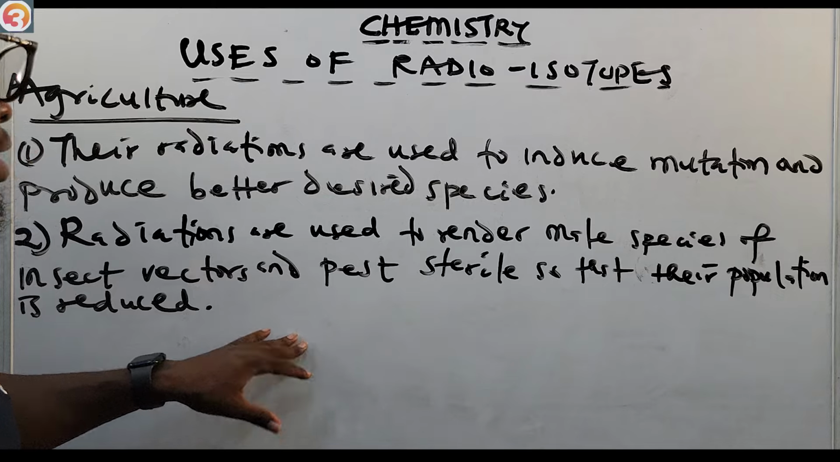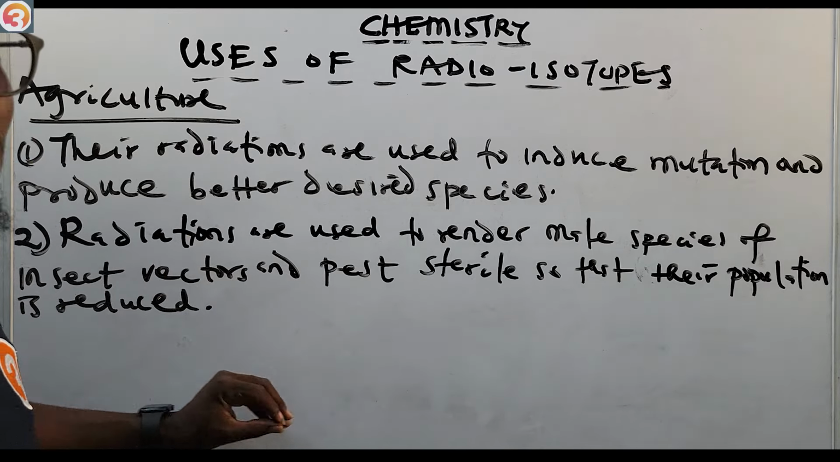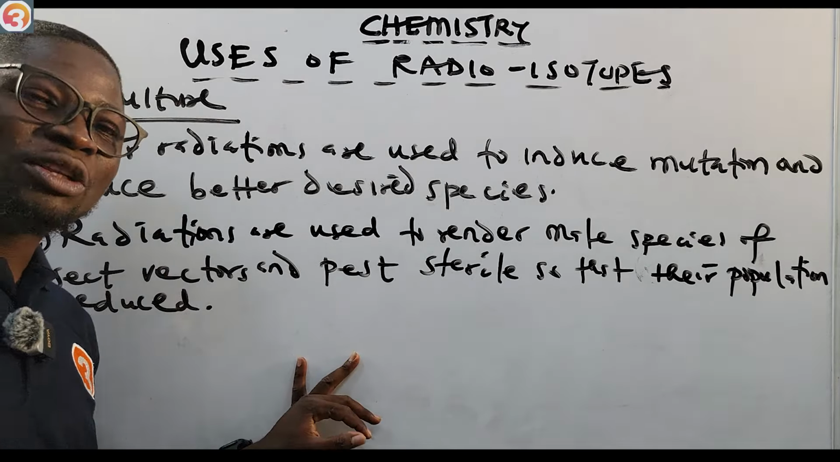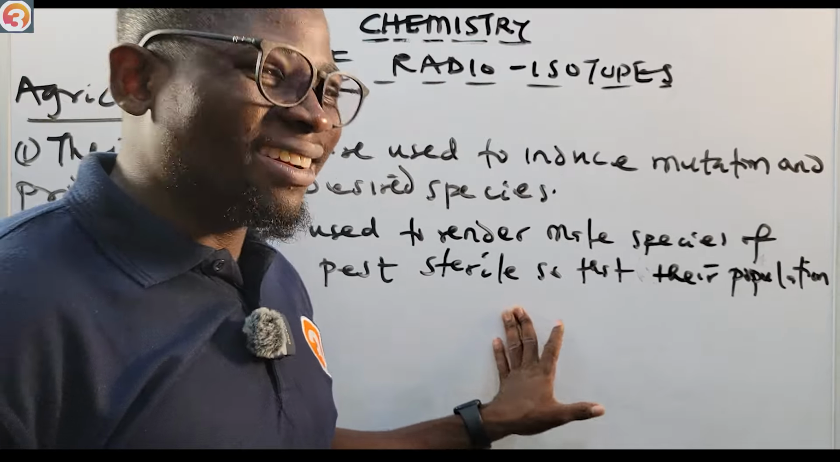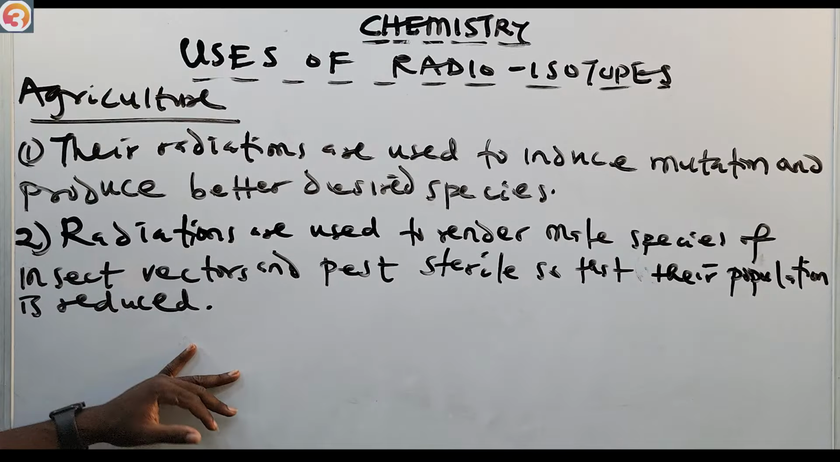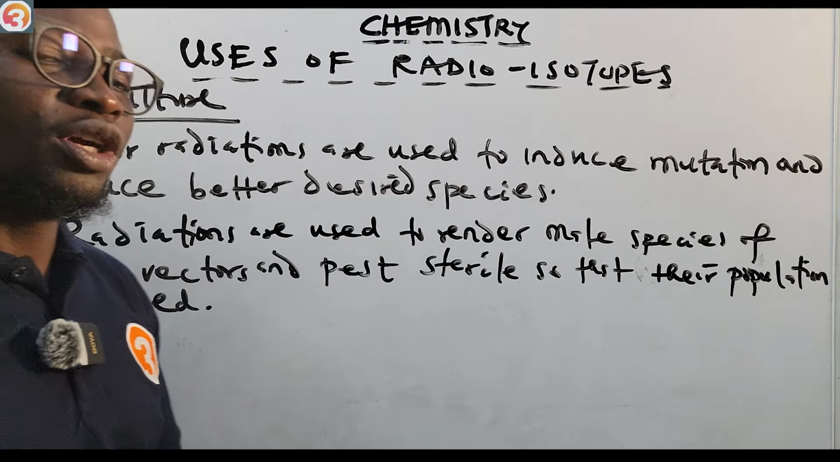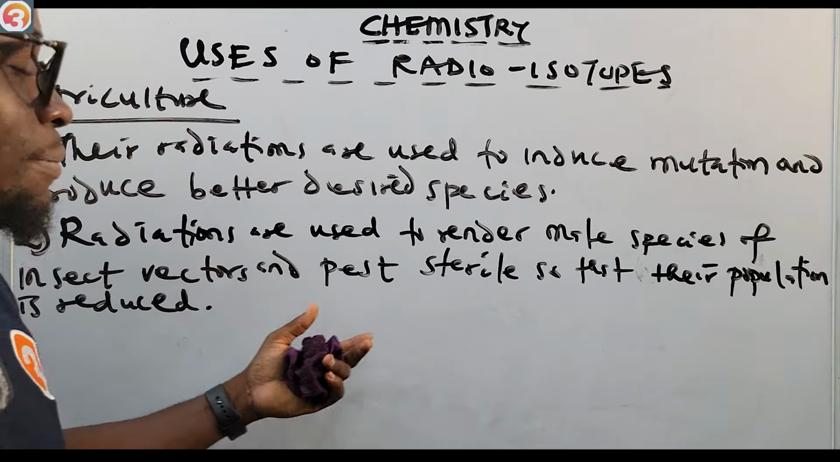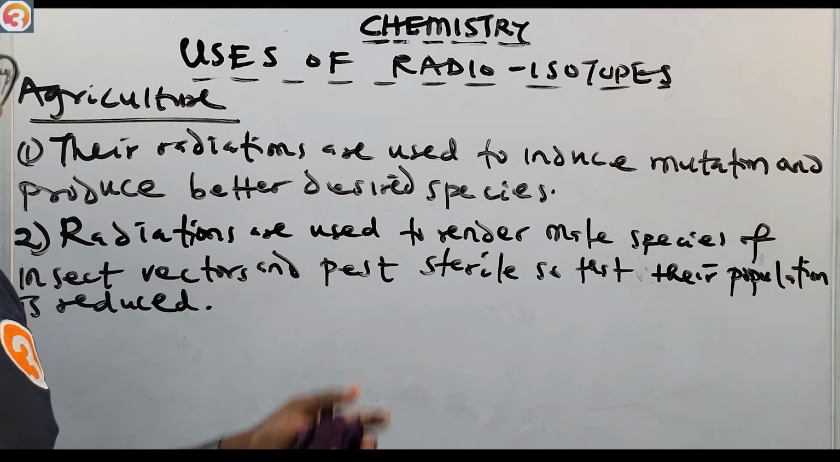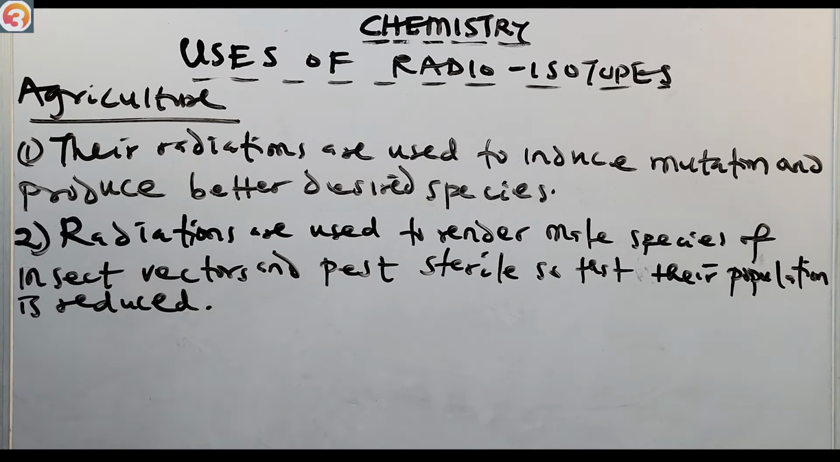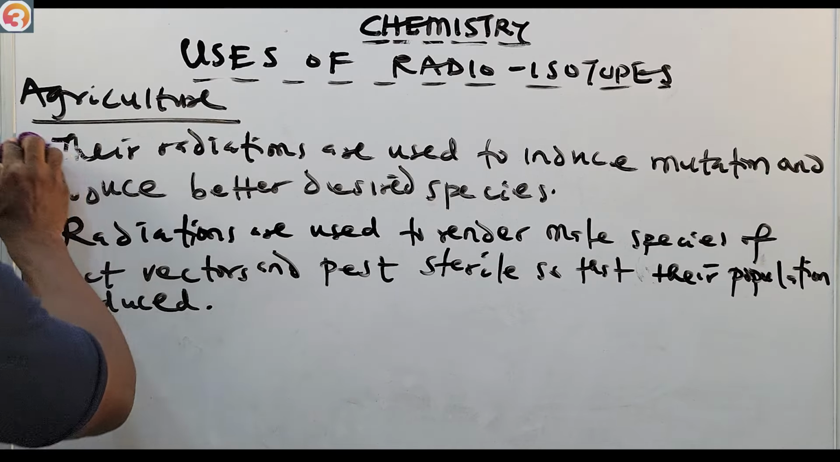So what we do is use radiation to render the male species of those insect vectors and pests sterile, so that their population is reduced, so that they will not be able to reproduce. Because the more they reproduce, the more the problem. So if we render the male species sterile, then of course their population would be reduced, because reproduction will be cut short. So that's another application of radioisotopes in agriculture.